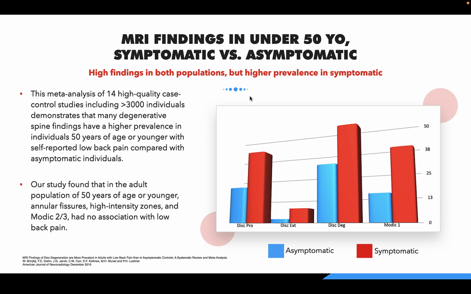However, let's look at the graph on the right. We do see that in symptomatic individuals, there is a much higher prevalence of disc prolapse, disc extrusion, disc degeneration, and Modic 1 changes. So while, yes, there's still a very high false positive rate, there does seem to be a difference in the overall prevalence of these findings in those people that do have symptomatic low back pain. So we can't just ignore the imaging, but certainly it doesn't tell us the whole story.